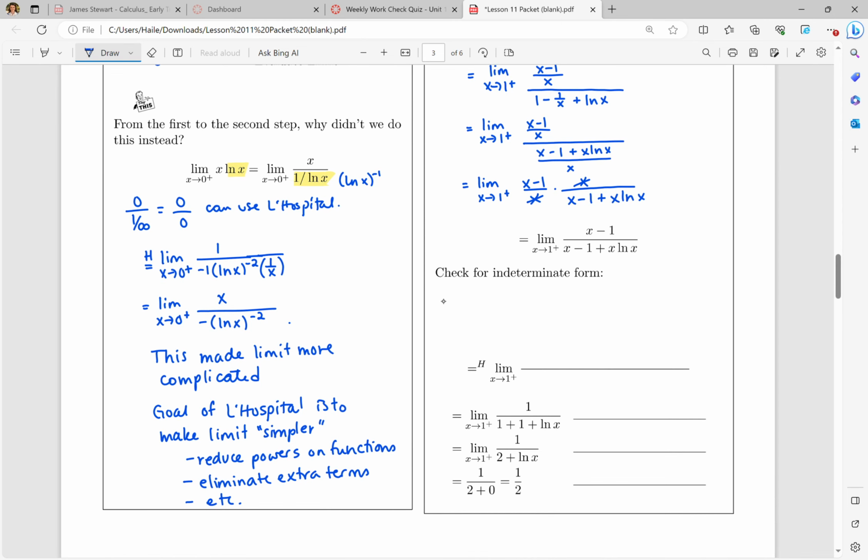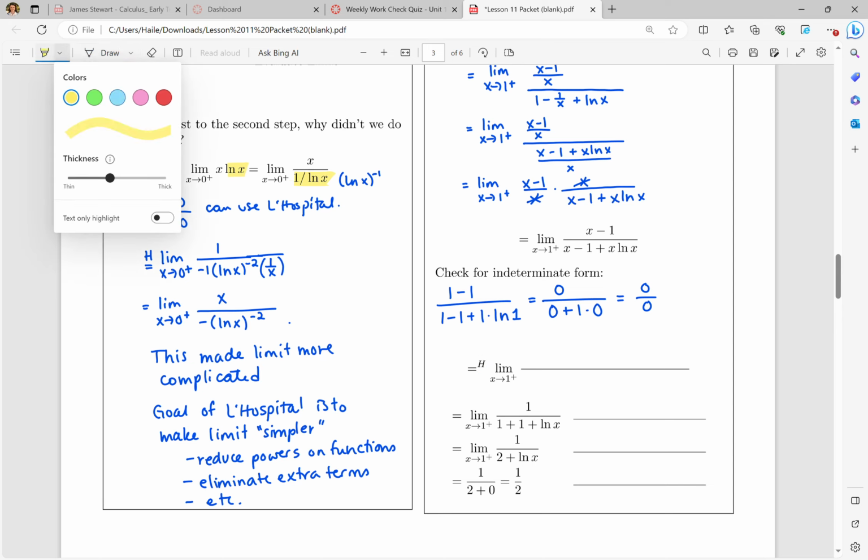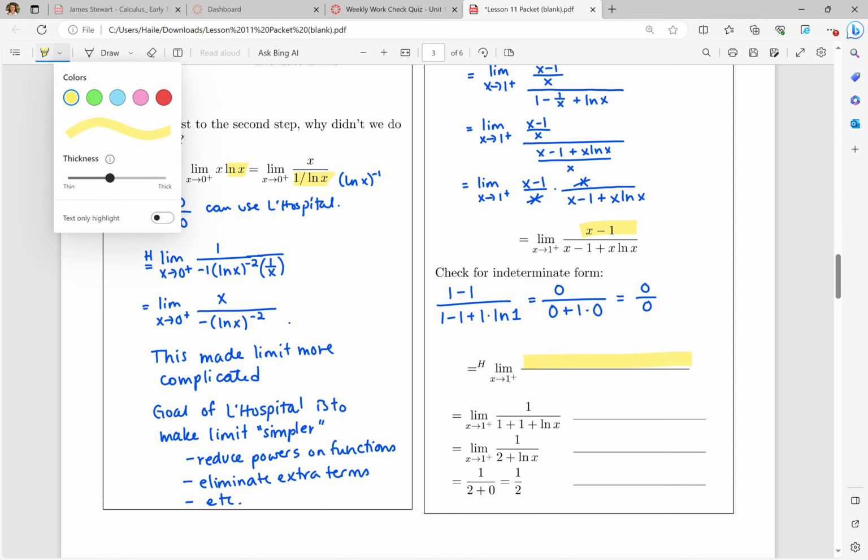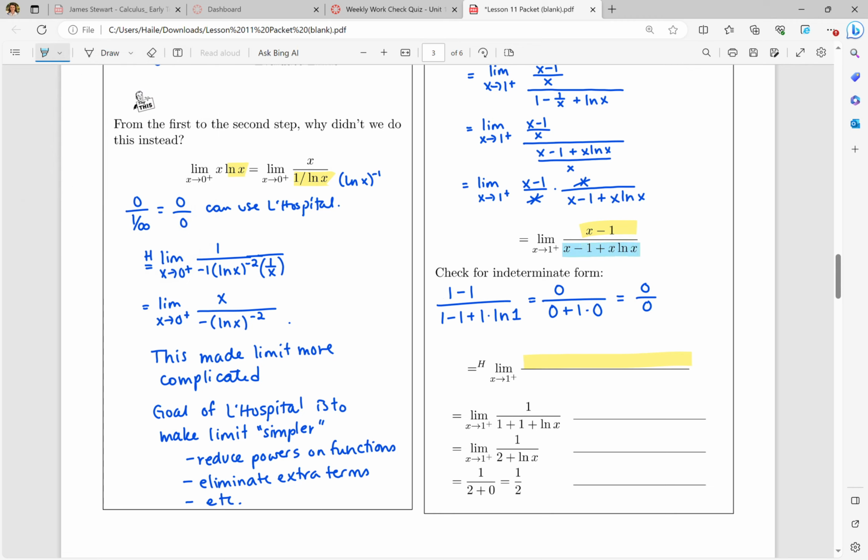So we plug in 1 again, so we have 1 minus 1 over 1 minus 1 plus 1 times ln of 1. And simplifying gives us 0 over 0 plus 1 times 0, which is still unfortunately 0 over 0. So we must apply L'Hopital's rule again. So taking the derivative of the top, let me color code this again for you. So we're going to have our numerator and we're going to have our denominator.